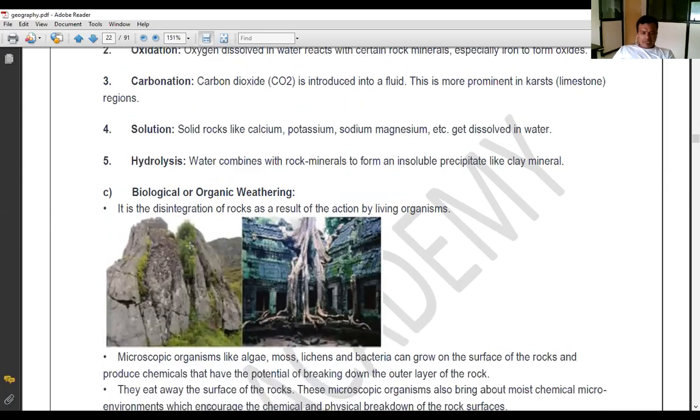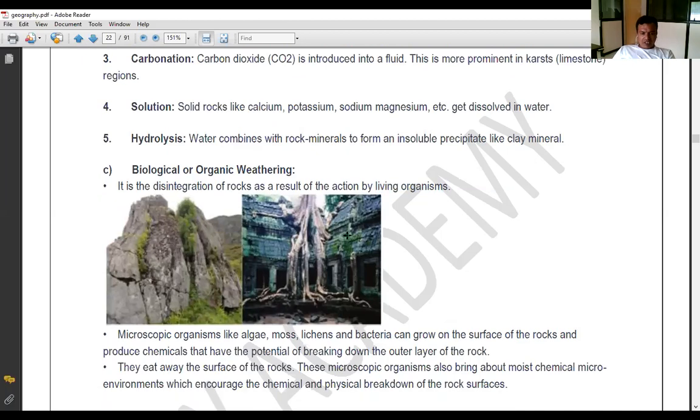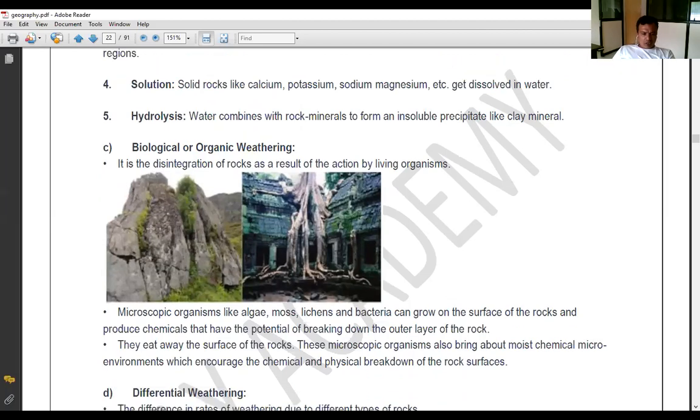Second is biological or organic weathering. It is the disintegration of the rock as a result of the action of living organisms. Here you can see that roots of the plants are breaking down the rocks. Here also you can see the biological activities, the plants trying to break the rocks.